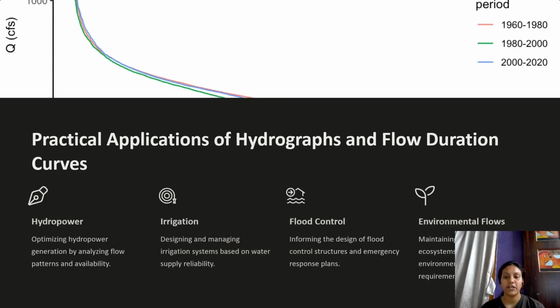And then practical applications of hydrographs and flow duration curves, hydropower, irrigation, flood control, and environmental flows. For hydropower, optimizing hydropower generation by analyzing flow patterns and availability. Irrigation, designing and managing irrigation systems based on water supply reliability. Flood control, informing the design of flood control structures and emergency response plans. Environmental flows, maintaining healthy aquatic ecosystems by ensuring environmental flow requirements.